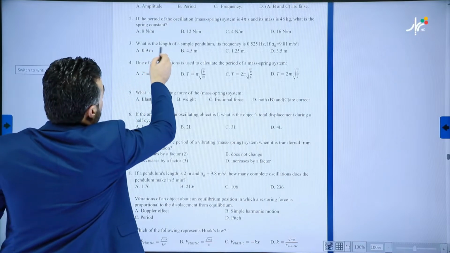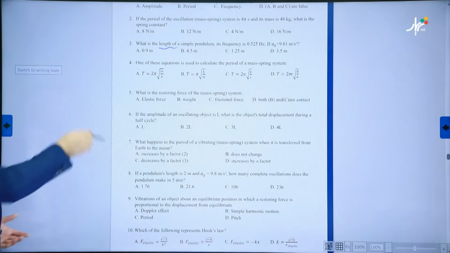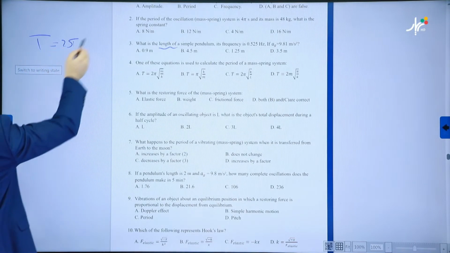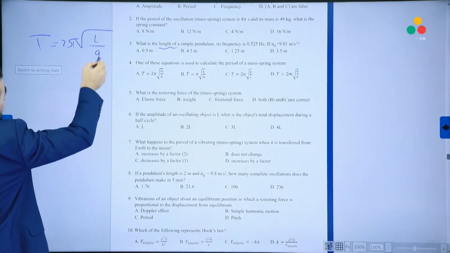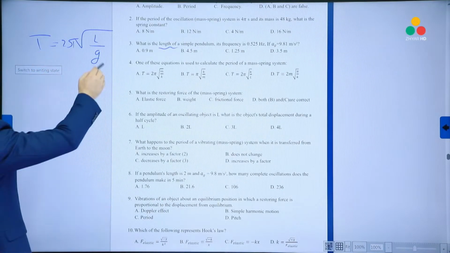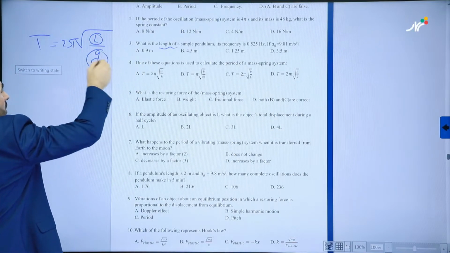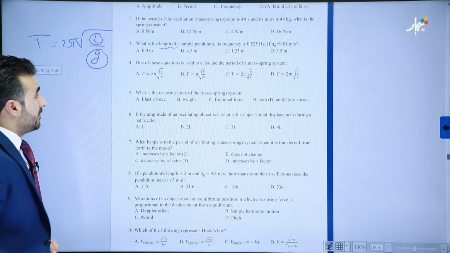So remember, we want the length. In order to find the length, remember, we have length in the period equation. So period equals 2 pi times the square root of length over gravitational acceleration, or free fall acceleration. We're asked to find the length, and we're given the free fall gravitational acceleration.